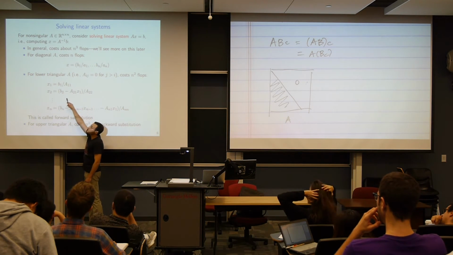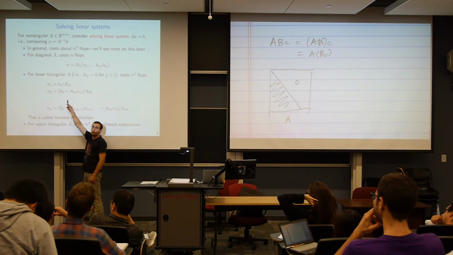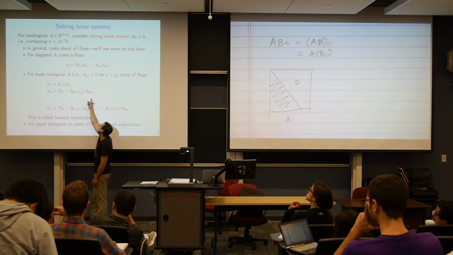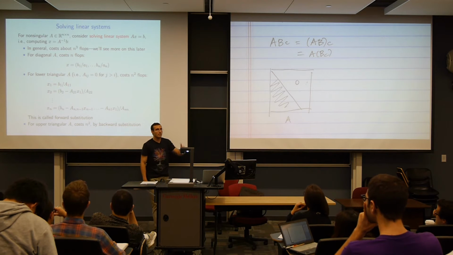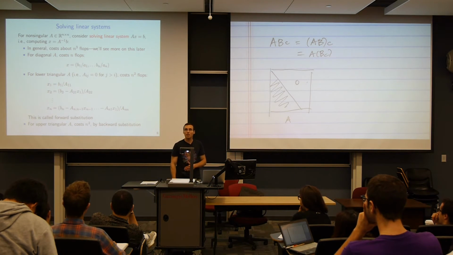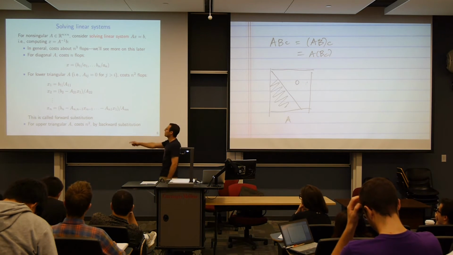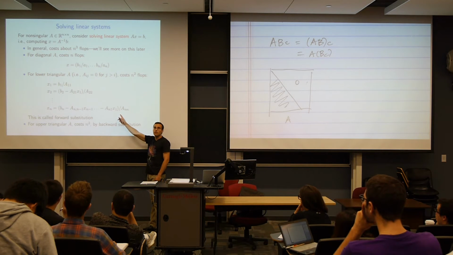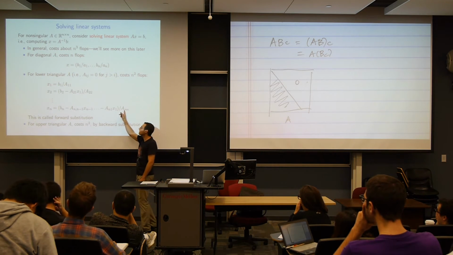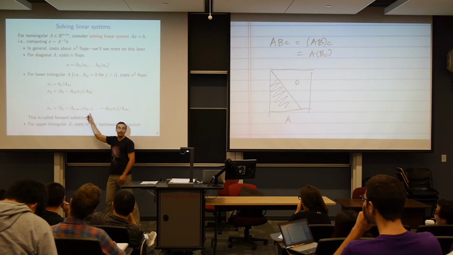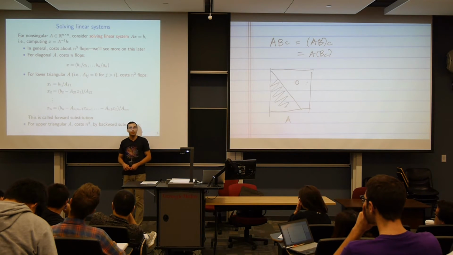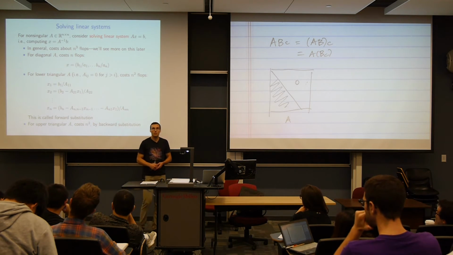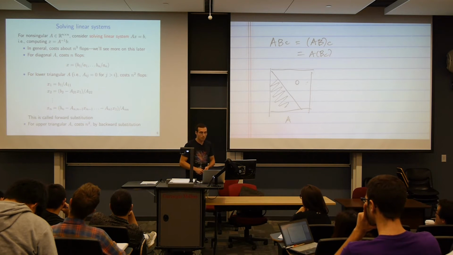So we just form this residual, b2 minus a21 x1, and divide by a22. That gives us x2, etc. And we carry forward like that. You can convince yourself that this actually costs on the order of n squared flops, right? For example, the last step alone is going to cost us n flops, and there are n steps here, so it's going to cost on the order of n squared flops.